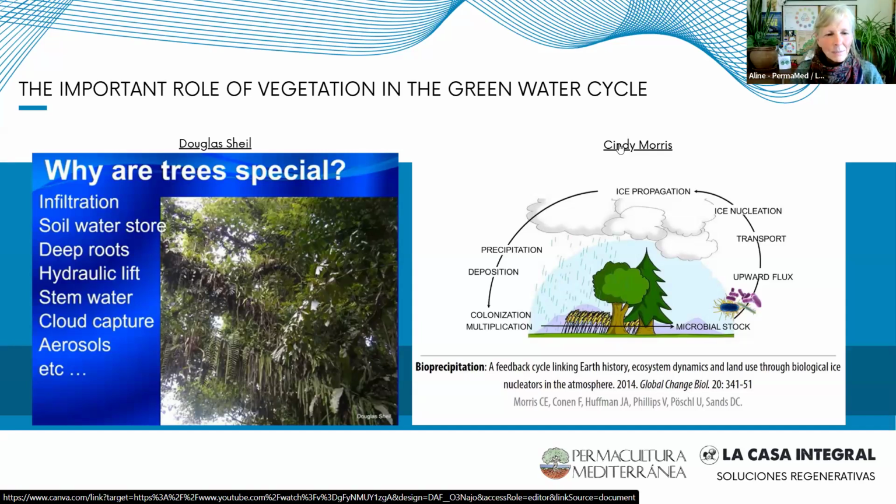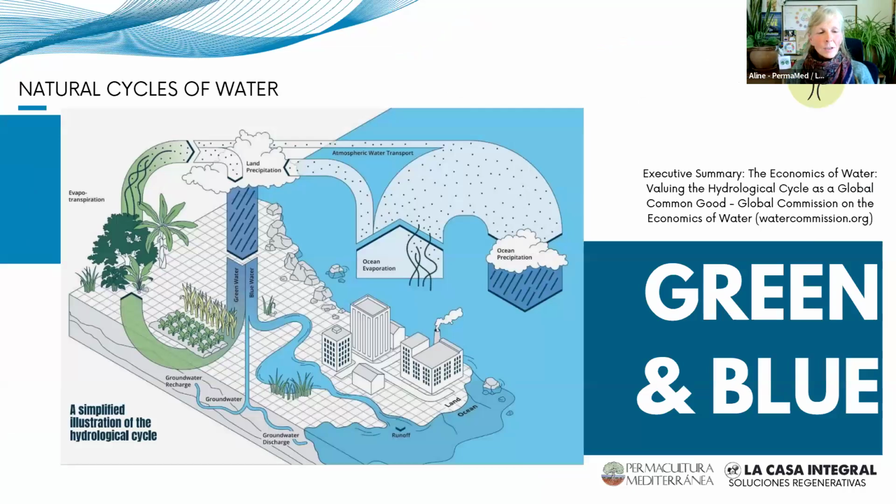And Cindy Morris explains really well why trees are the best for this. The microbiology that trees send up into the atmosphere is ideal for water drops to sit on and to then come back to the soil, come back to the landscape as rainfall. So the green water cycle: lots to learn, lots to go deeper into.